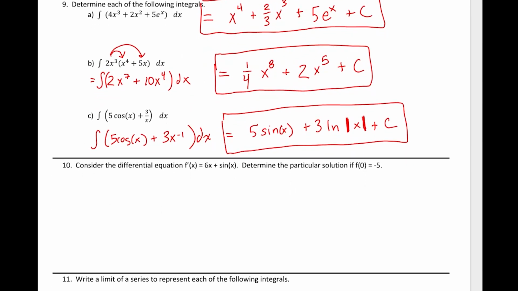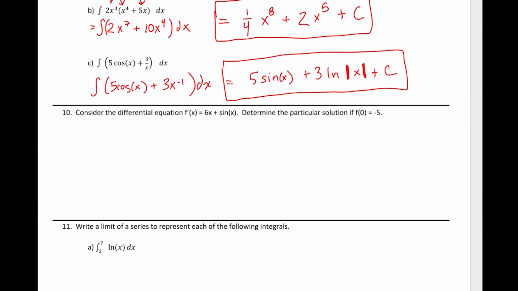All right, number 10. We've got a differential equation, f prime, and we want to find the particular solution if f of 0 is negative 5. So first we're going to find f. So f is the integral of f prime. The integral of 6x is going to be, we'll start with x squared. 6 divided by 2 is 3. The integral of sine is going to be the opposite of cosine. And then we're going to have a plus c here.